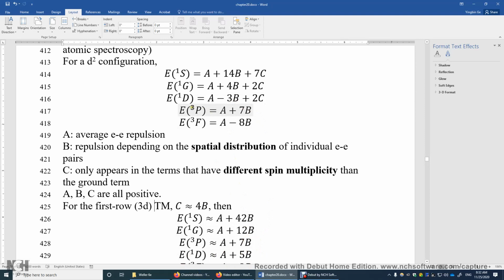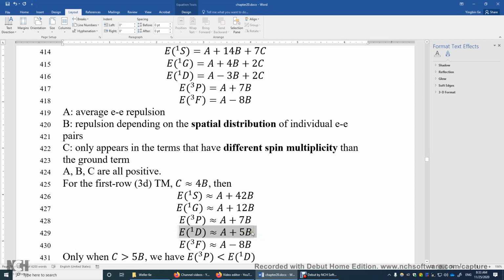And then if you look at 3P, it's A plus 7B, and then 3F, it's A minus 8B. So I got confused here. I was looking at this, and I plugged in C equals 4B, and I got A plus 5B for 1D. So it's correct here, A plus 5B for the 1D term. All right? And then these two are swapped. So this is 1D, 3P, this is 3P, 1D. Only because for the 3d transition metals, C is equal to 4B.